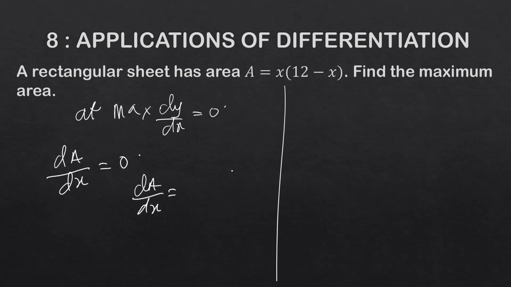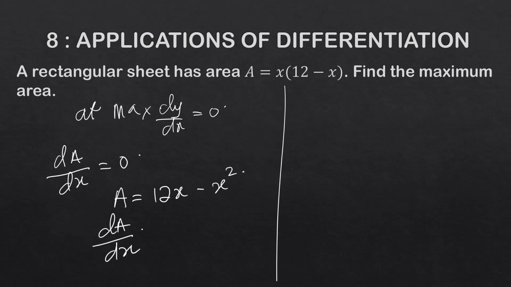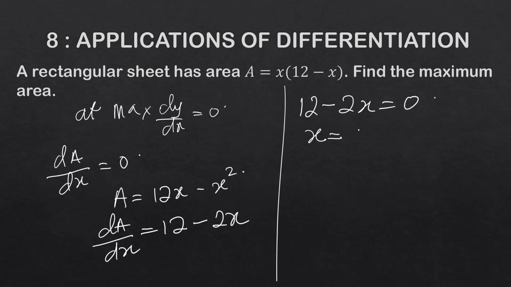Okay, first of all, open the bracket. When I open the bracket, I'm going to have 12. So I cannot, that would be mathematically wrong to do that. So first of all, I'm going to find A. A is going to be given as 12x minus x squared. Therefore, dA/dx is going to be 12 minus 2x. Now, when it is 0, I'm going to say that 12 minus 2x is equal to 0. Therefore, x is the same thing as 12 divided by 2, which is 6.